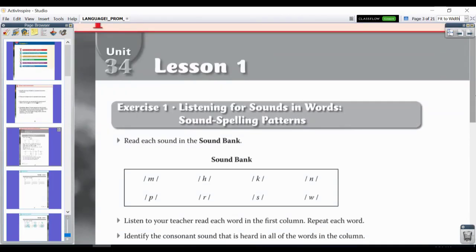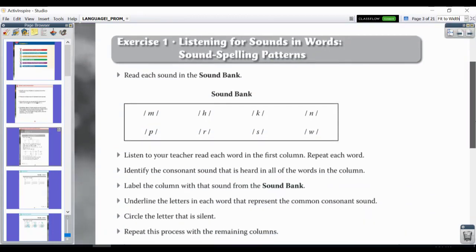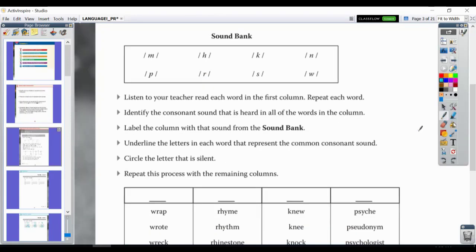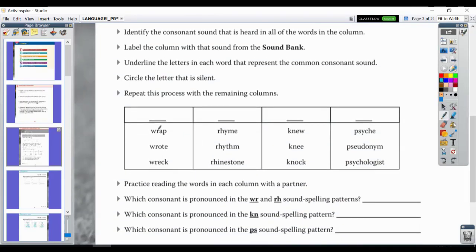Okay, let's look at page 114 in your interactive text. Read these sounds silently as I read them aloud. M, K, N, P, S, W. Now we're going to read the words in each column. We're going to listen for consonant sounds that are the same at the beginning of all three of these.